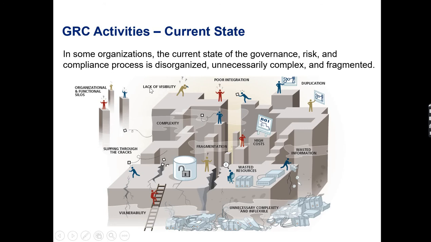The first disadvantage is lack of visibility. Nobody knows how many users get created here, here or here, or who approved them. So lack of visibility is one important disadvantage. Then poor integration: there is no integration between the systems. Then the duplication of work.